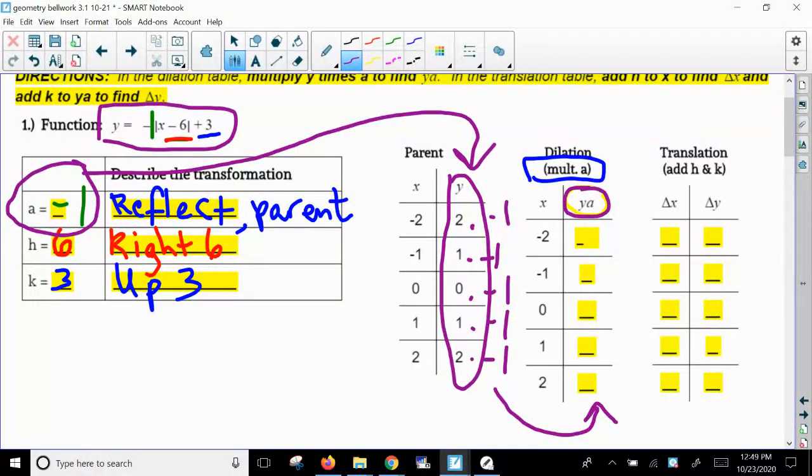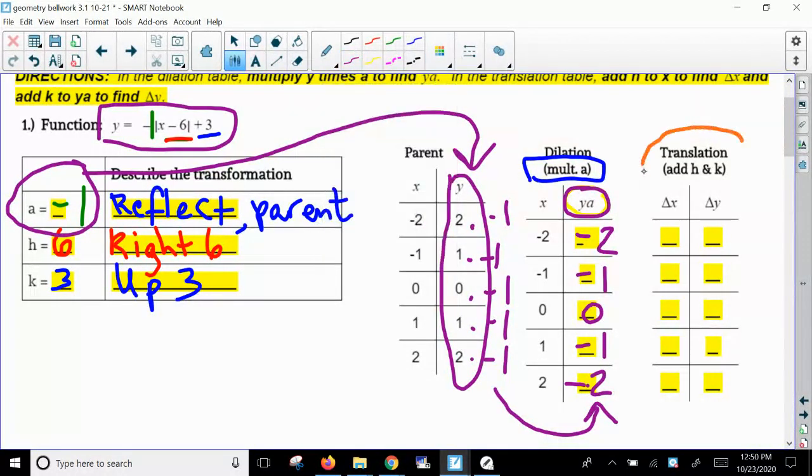So the first one, 2 times -1 is -2. -1 times 1 is -1. 0 times -1 is 0. 1 times -1 is -1. And 2 times -1 is -2. Okay? All right.